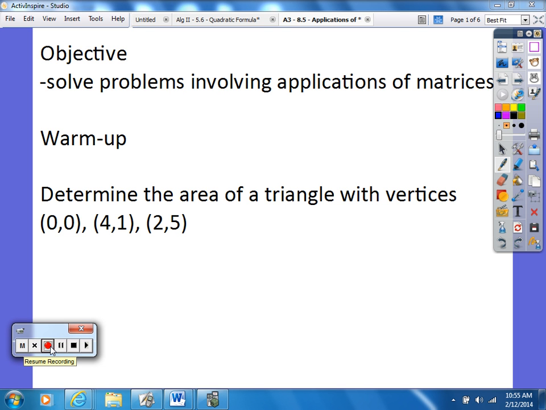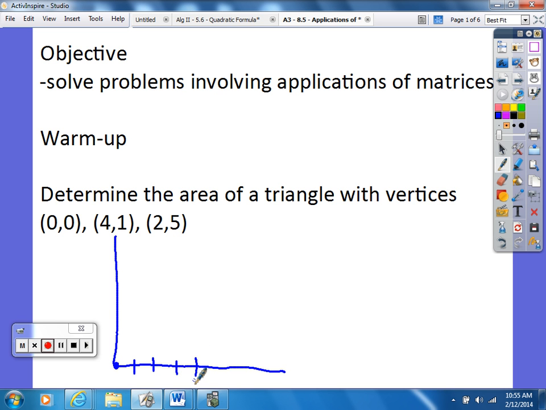Problem. I'm going to try graphing it. And I notice they're all positive, so I'm just going to do that instead of making the whole xy. You can make the whole xy, that's fine. But here's 0, 0. 1, 2, 3, 4. 1, 2, 3, 4, 5. Okay. 4, 1. And 2, 5. So here's my triangle. And I'm trying to figure out the area of this triangle.